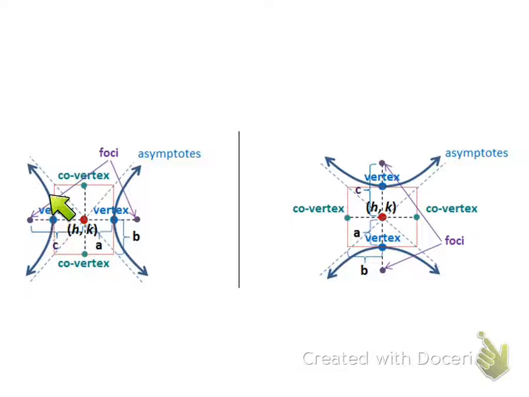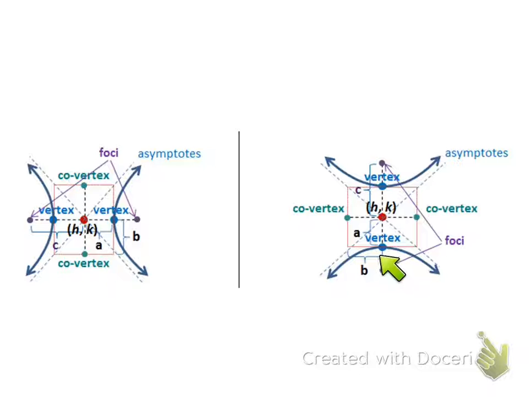For all of these, we're going to draw in this little box. The box helps us locate our asymptotes. And then once you have your asymptotes and your vertices, you can find your foci, and then you can draw it in. So this is what it's going to look like, going horizontally, going vertically, it's going to look like this.